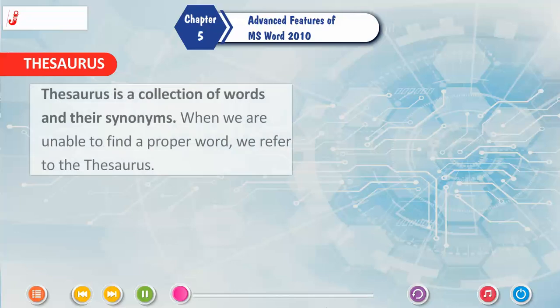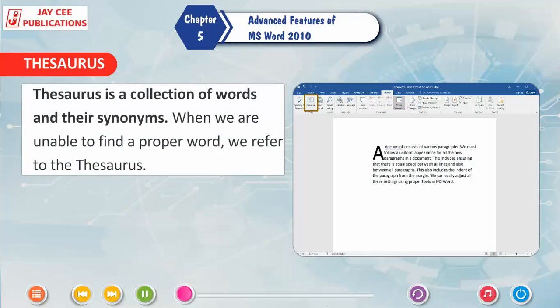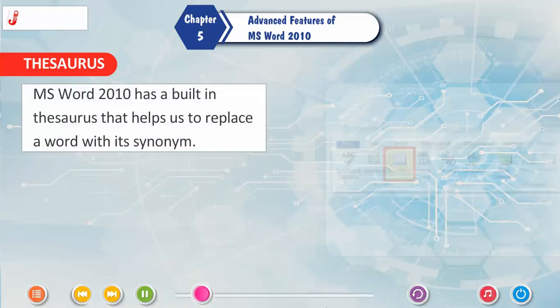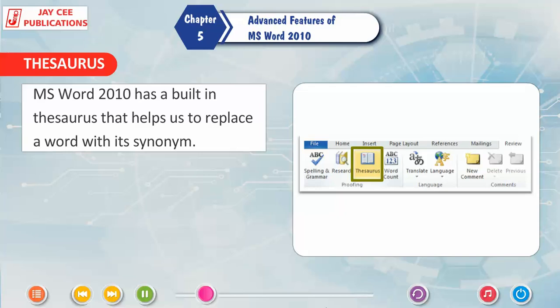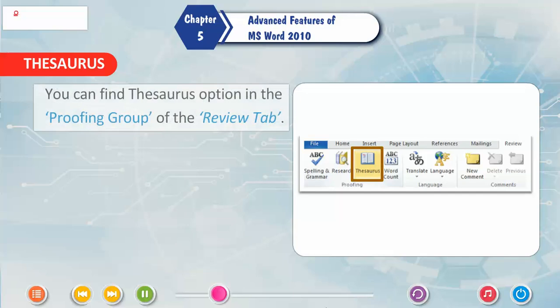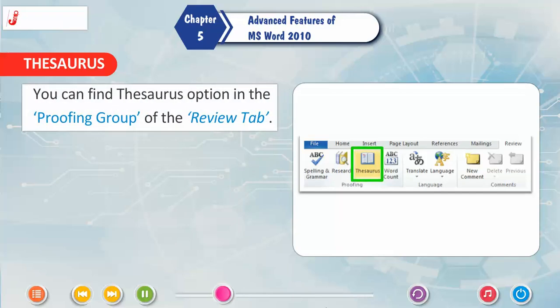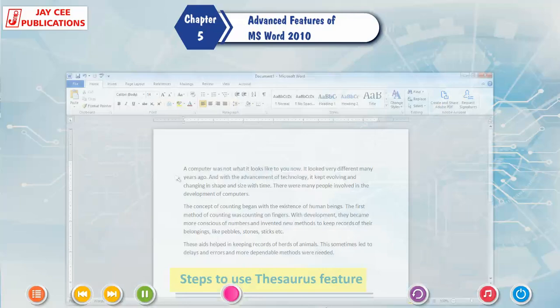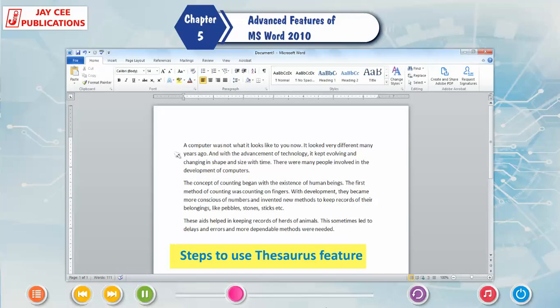Thesaurus. Thesaurus is a collection of words and their synonyms. When we are unable to find a proper word, we refer to the thesaurus. MS Word 2010 has a built-in thesaurus that helps us to replace a word with its synonym. You can find thesaurus option in the proofing group of the Review tab. Steps to use thesaurus feature.